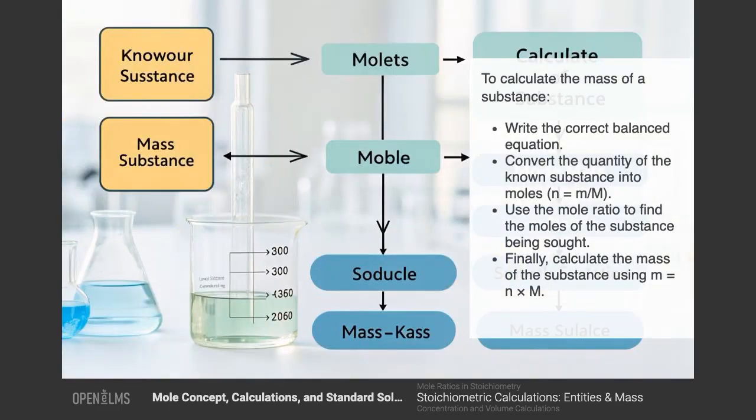To calculate the mass of a substance, write the correct balanced equation. Convert the quantity of the known substance into moles, n equals m over M. Use the mole ratio to find the moles of the substance being sought. Finally, calculate the mass of the substance using m equals n times M.